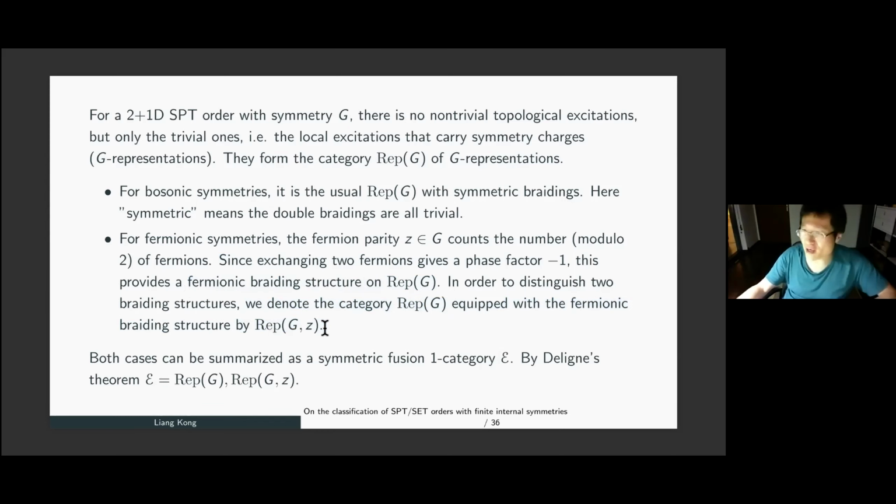I apologize for that. But in both cases, it can be summarized by a so-called symmetric fusion 1-category, because by a famous theorem by Deligne, any symmetric fusion 1-category is either Rep G or Rep(G, Z2). So to say that you are given the finite on-site symmetry G is equivalent to saying you are given the symmetric fusion 1-category E. That's the same.